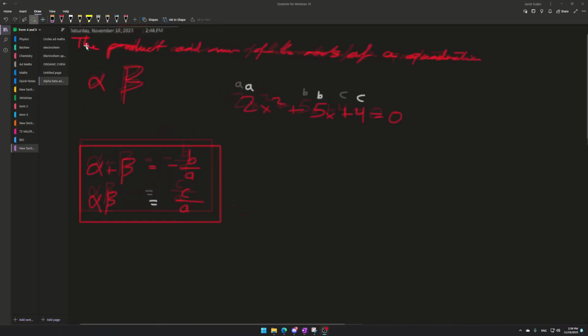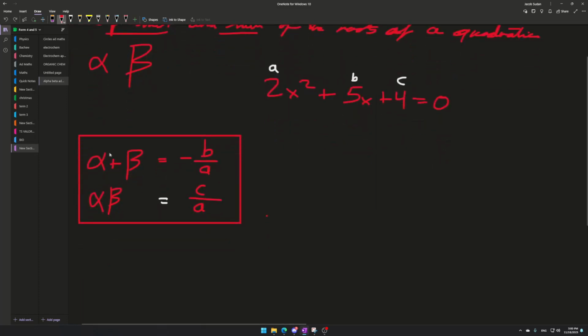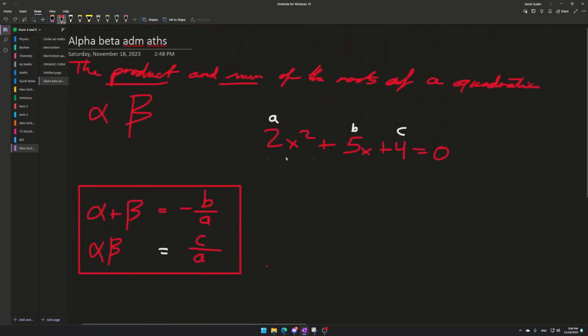Alright fellas, welcome to Alpha Beta in Maths. Alpha Beta in Maths are basically equations we derive. The sum of the roots of an equation is x1 plus x2, represented by alpha plus beta. The product of the roots, and the sum of the roots is minus b over a.